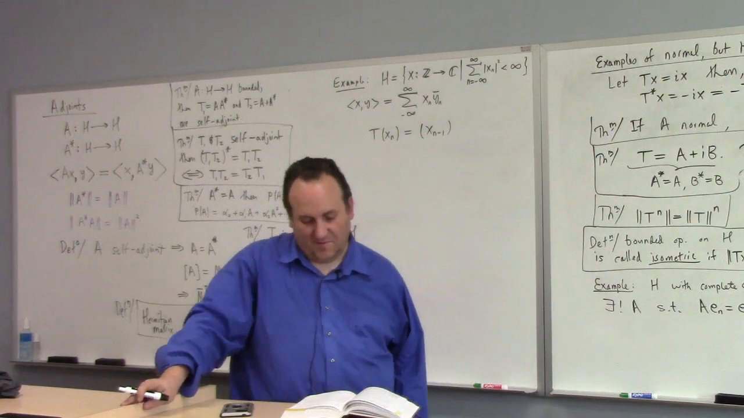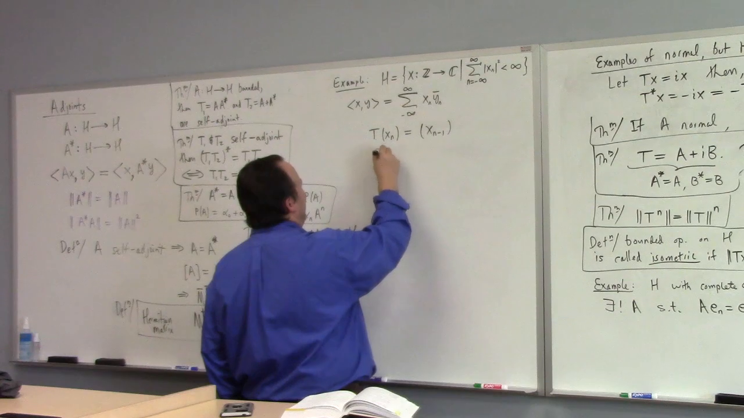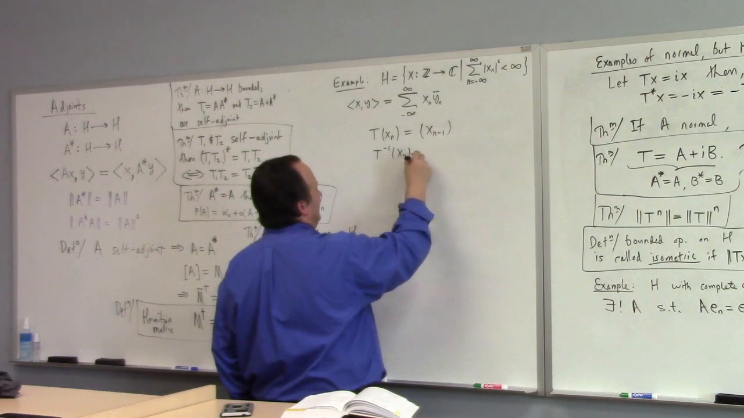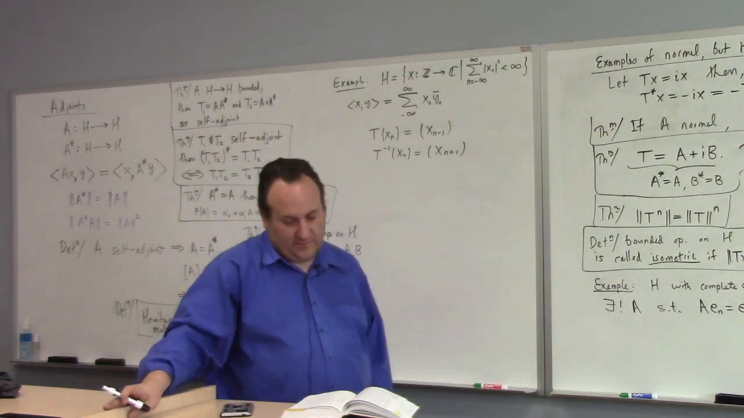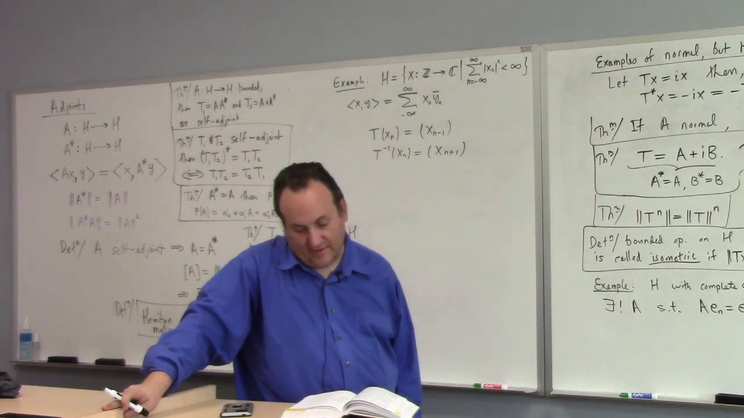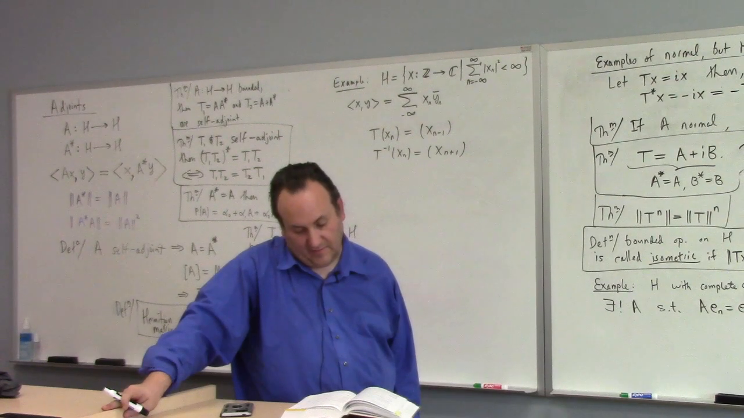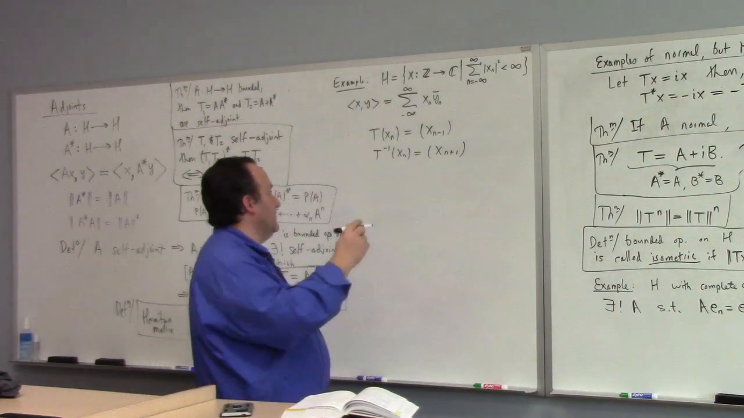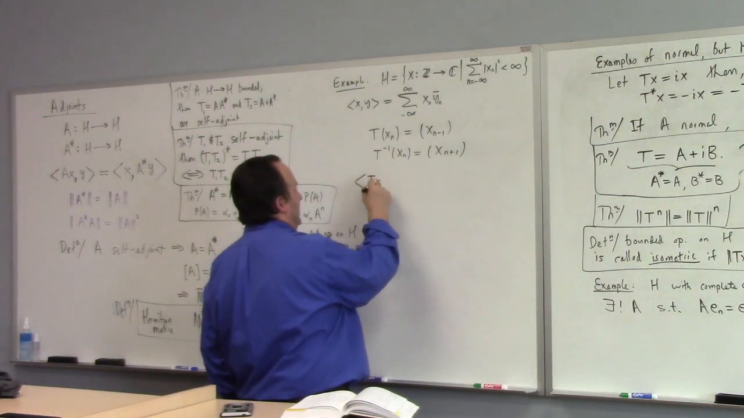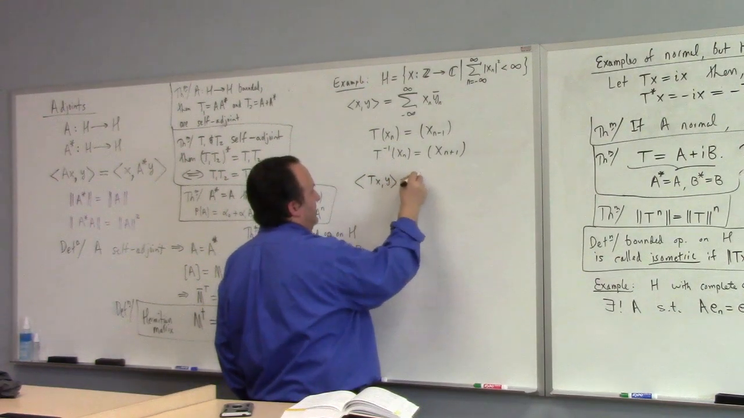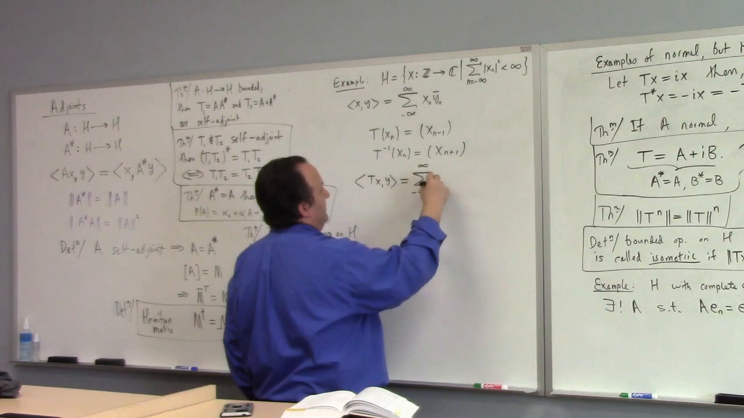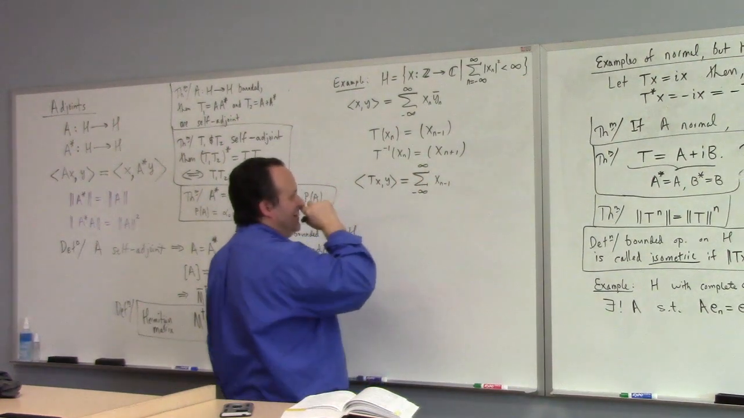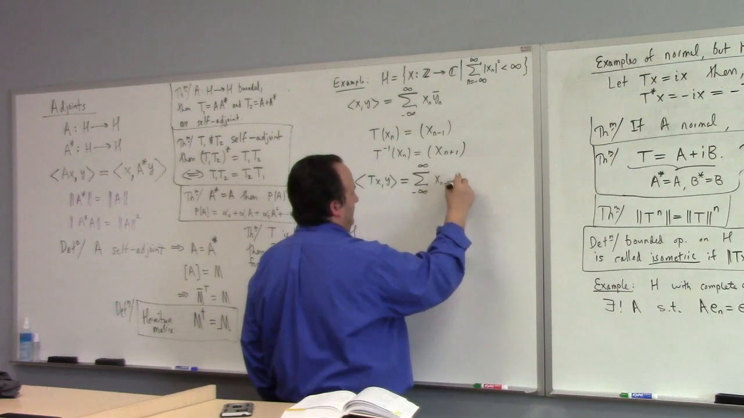And so it's invertible. What's the inverse? I'm guessing it's going to be x n plus 1. I think that's right. So it's invertible, and he says it's in fact a unitary operator. Well, we can try it out. Let's see, the inner product of Tx with y equals the sum from minus infinity to infinity of x n minus 1 times y n conjugate, right?